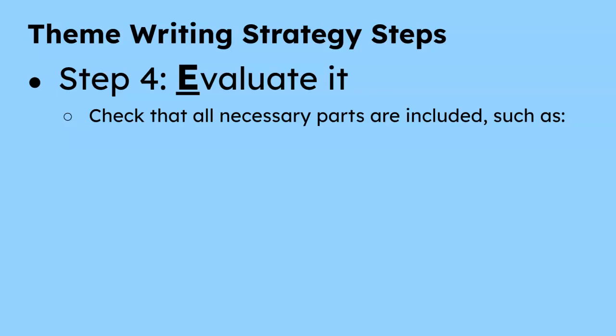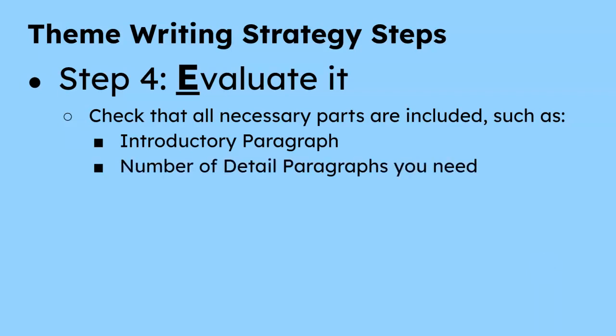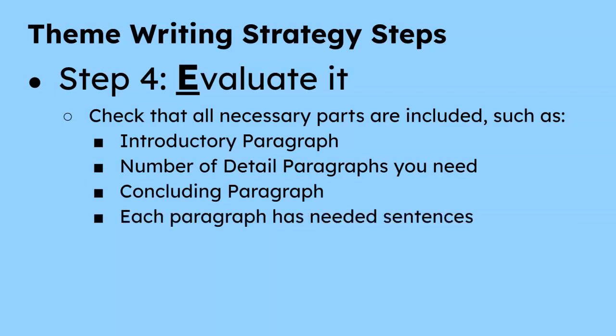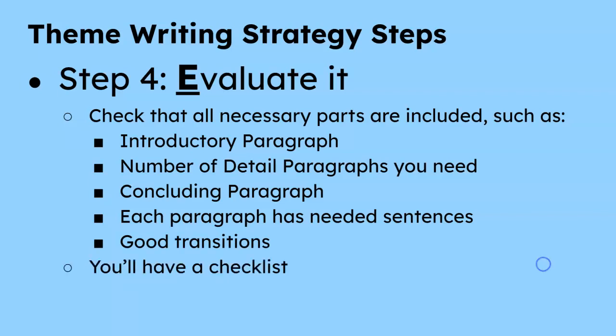First, you will check that all the necessary parts have been included. You'll check to see whether you have an introductory paragraph, the number of detailed paragraphs that you need, and a concluding paragraph. You'll check that each paragraph includes the kinds of sentences that it needs. For example, you'll check that you have connected the paragraphs with good transitions so that your tower will be strong. But there are some other things you will also check for, and I will explain them to you when you are actually working on learning this step. You'll have a checklist to use that will help you do this part of the step, and you'll change the draft as needed.